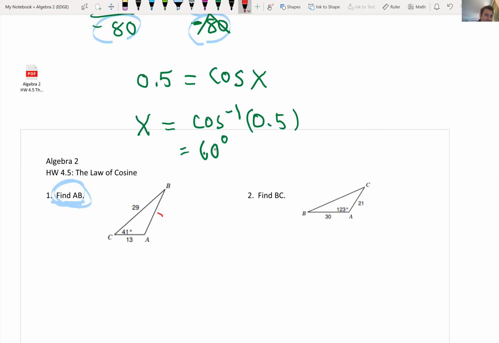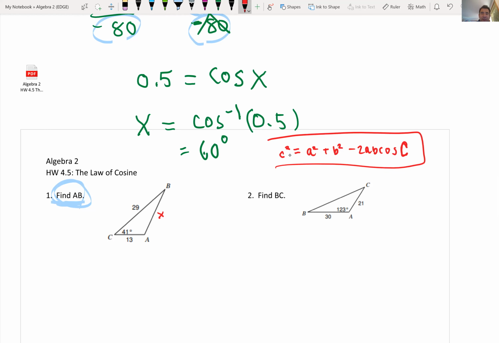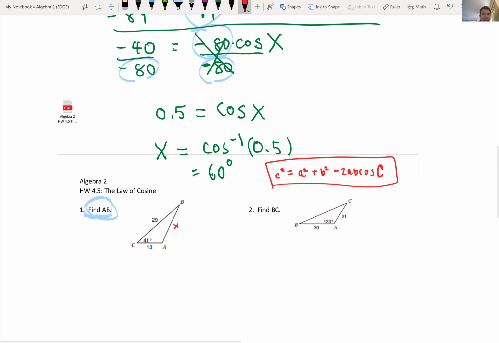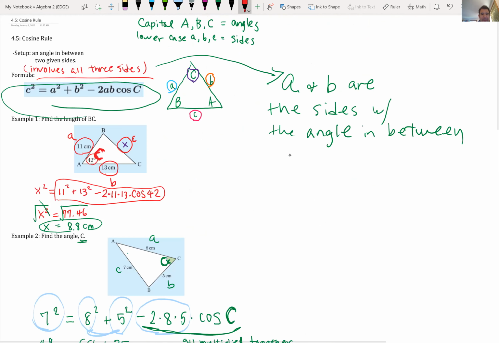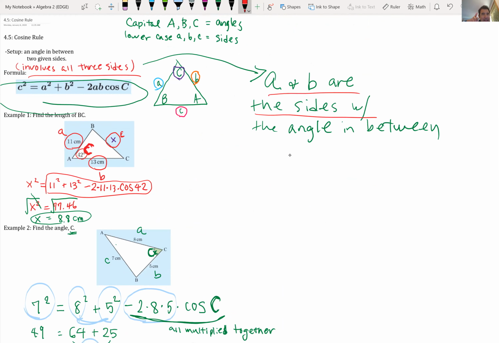That means let's place X over here, okay? And I'm going to write down the cosine rule. C squared equals A squared plus B squared minus 2AB cosine of capital C. Okay, that's the cosine rule. Now, basically you have to figure out which one is A and B. You guys remember what I just said before? A and B are what? Maybe you need to write this down. A and B are the sides that have the angle in between. Okay, those are A and B.